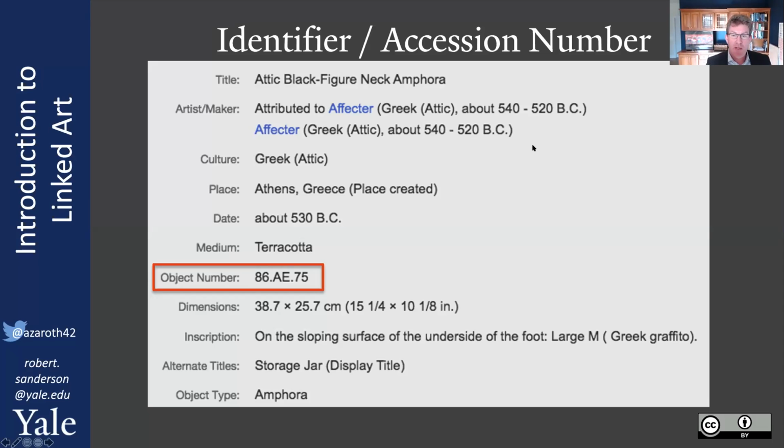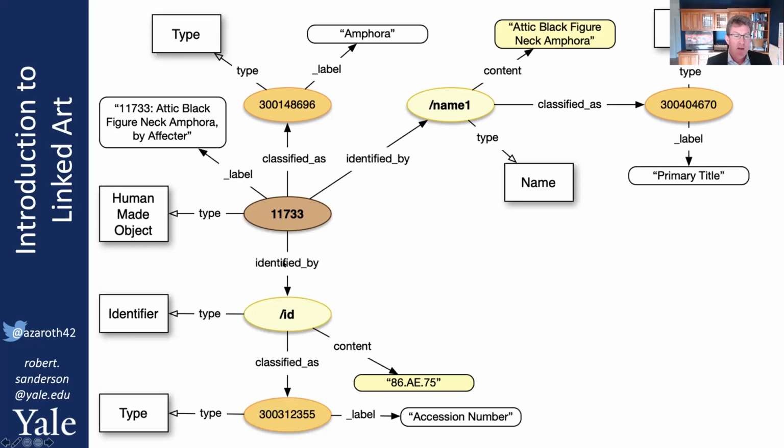We can use that same pattern to have identifiers as well as titles. So the object number, in this case an accession number, 86.75. The object is identified by an identifier, but it shares exactly the same pattern of data as the name, in that it has a content, 86.75, and it's classified as, in this case, an accession number rather than a title.